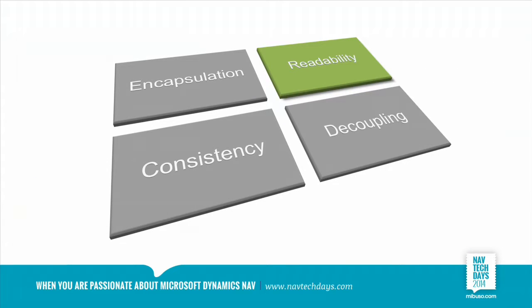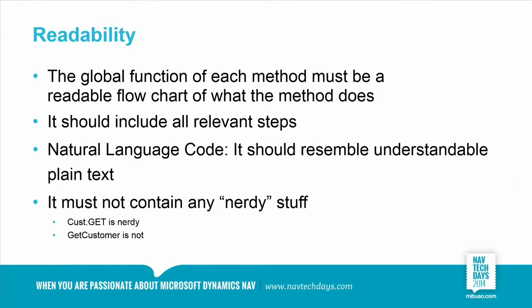So from encapsulation, let's move to readability, which is not as technical, but just as important. We've seen that method header in the save allocation code unit, which consisted of a lot of lines of very readable code. That is how you should always look at your code units and methods. The method header of each method should be a readable flowchart of what your method does.